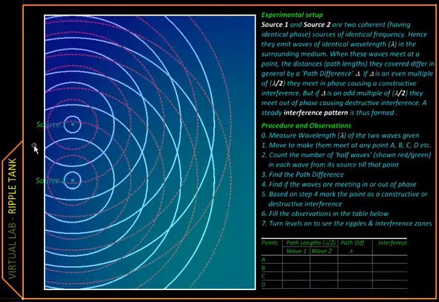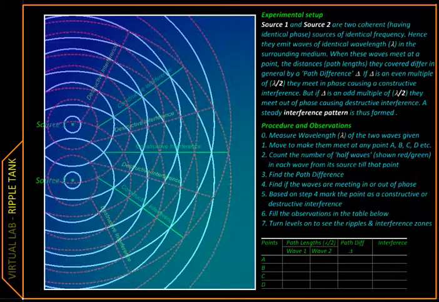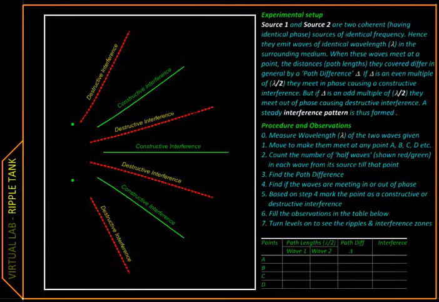We can connect all the points of constructive interference to see the pattern that they will form. And similarly, destructive interferences will also form a pattern. To see them clearly, we will turn off the ripples and the water. So this is how the pattern is formed.